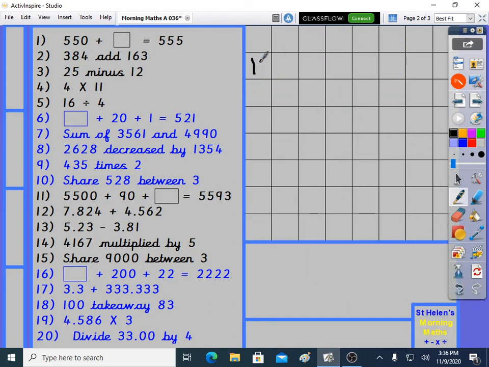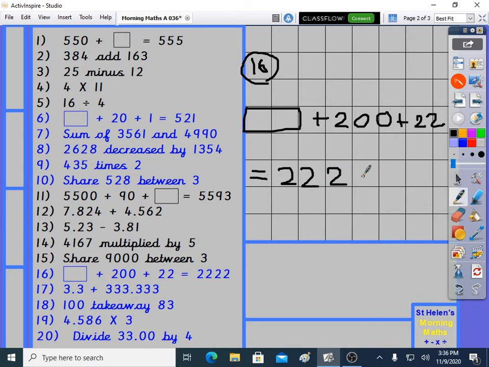Nearly done now. Go fast for year 6 level, because anyone that's on this, I'm sure you can handle it. Something plus 200 plus 22. All that equals 2,222. What's missing is a 2,000. And that goes in the missing box. So we have 2,222. You can talk your way through these questions a lot of the time. You can just say them and you can hear what's missing.